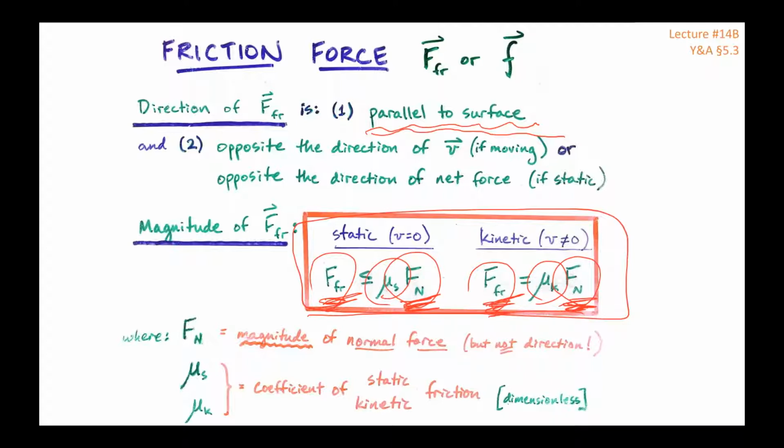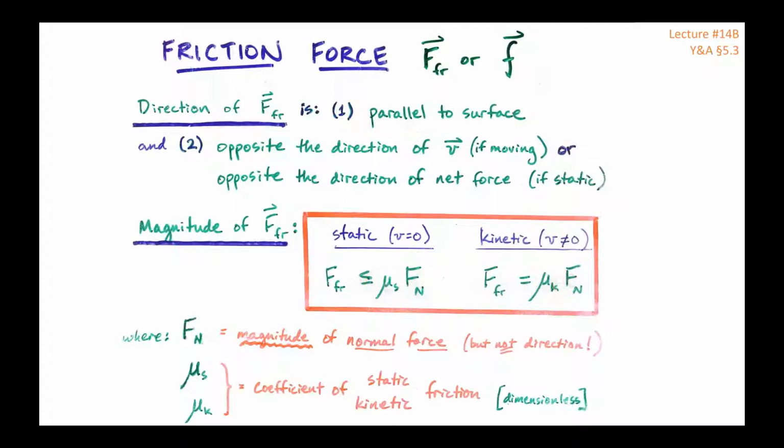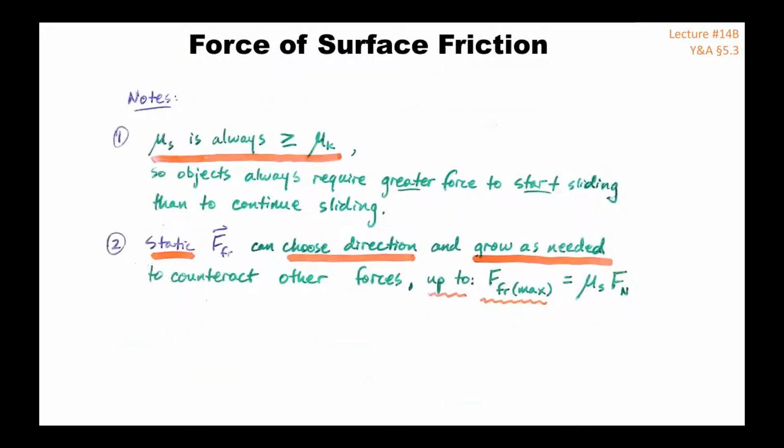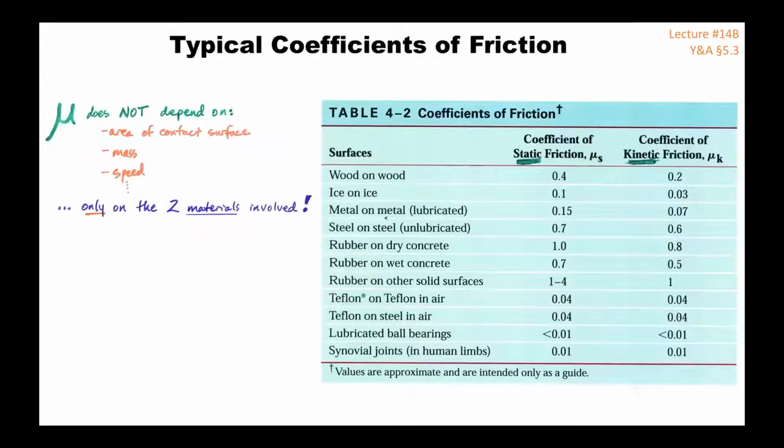Finally, just to keep things realistic, let's think about some of the typical values for mu in real life. I'll come back to this slide in just a second. Typical values for mu have been measured in the laboratory. They've just been tested empirically. We don't have a formula for this.